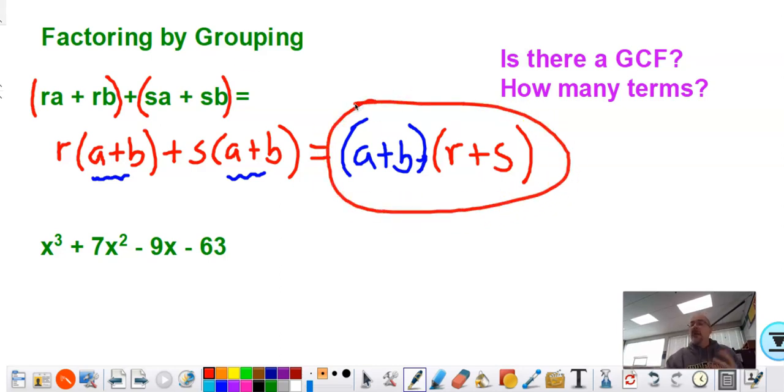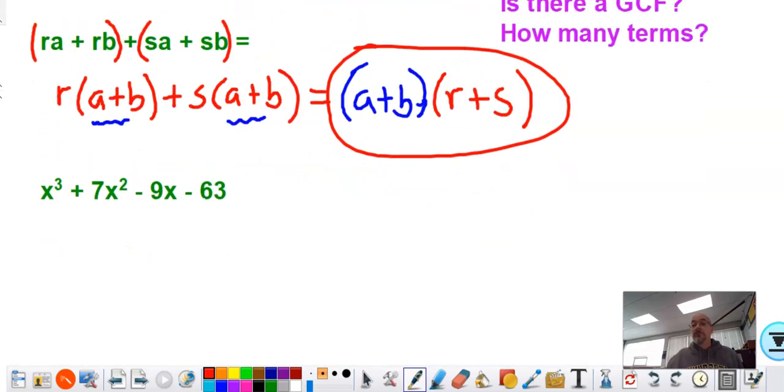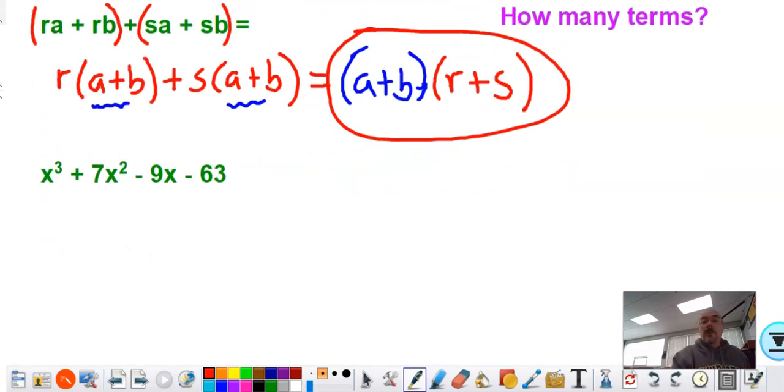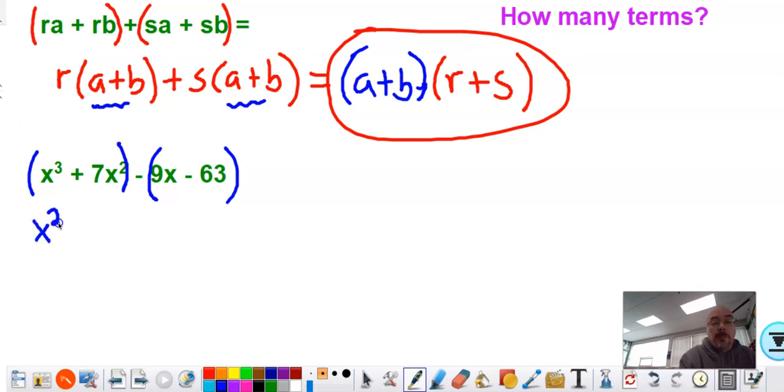Let's look at it with several more examples. Okay, let's look at this next one. So I see 4 terms. I'm going to group these 2 together, and I'm going to group these 2 together. So the first grouping, what is the GCF? Well, it looks like it's x squared. What's left on the inside? X plus 7.